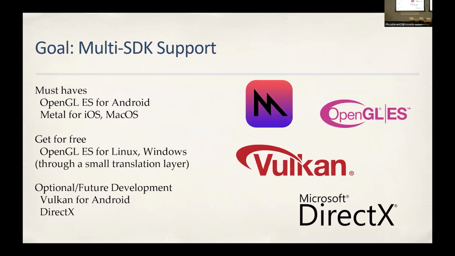So one of the goals for this was multi-SDK support. And SDKs here, we're talking about just the rendering part of it. So we still have to support OpenGL ES, more modern versions of OpenGL ES, but it's still the same. Android requires that. We have to support Metal for iOS and macOS. And then we get some support on Linux and Windows for free through a translation layer. But at some point, you might want to support DirectX if you're Microsoft. And then optionally in the future, Android has its own transition going from OpenGL to Vulkan, but that's a very slow transition. Nobody can make anybody do anything on Android. So it takes a lot longer. There's good things about that too.